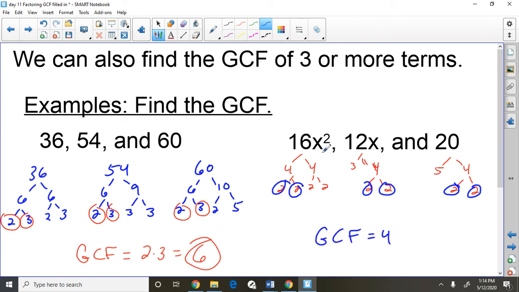Then I look at the variables. I have an x squared, an x, and no x. The lowest exponent is the no x, so there's no x's in the common factor. It has to be something I can take out of all of them. For today, you're just going to find the GCF. Starting tomorrow, we're going to factor out the GCF.